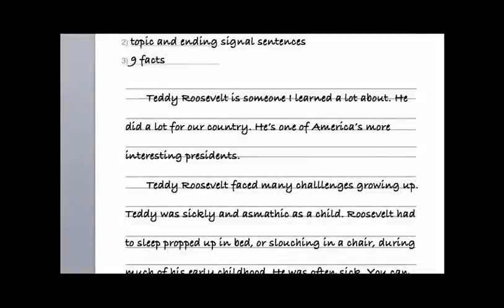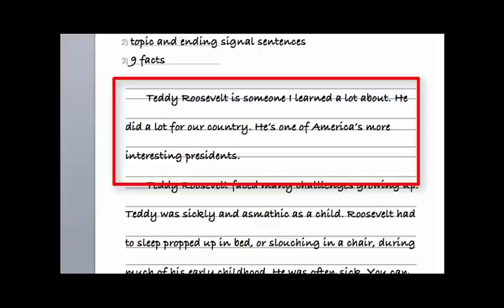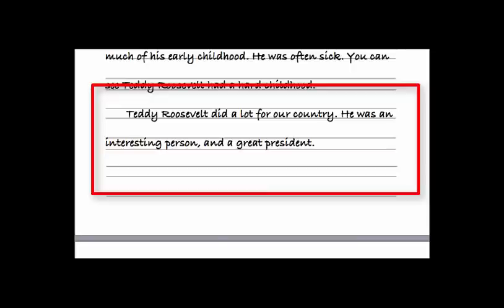Your last paragraph needs to signal to your reader that you are finished. One way to signal that your essay is over is to use words and phrases from your opening paragraph. When the last paragraph sounds like the opening paragraph, that's a signal to your reader that you're done.